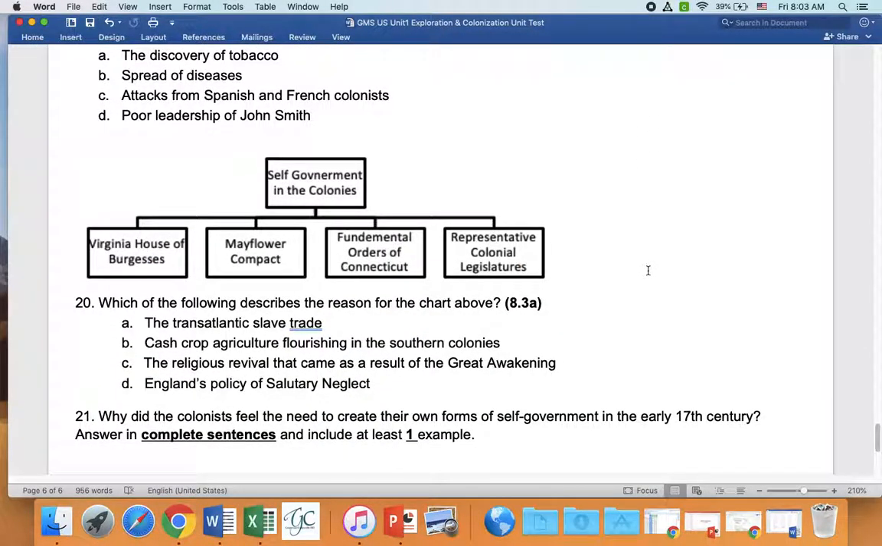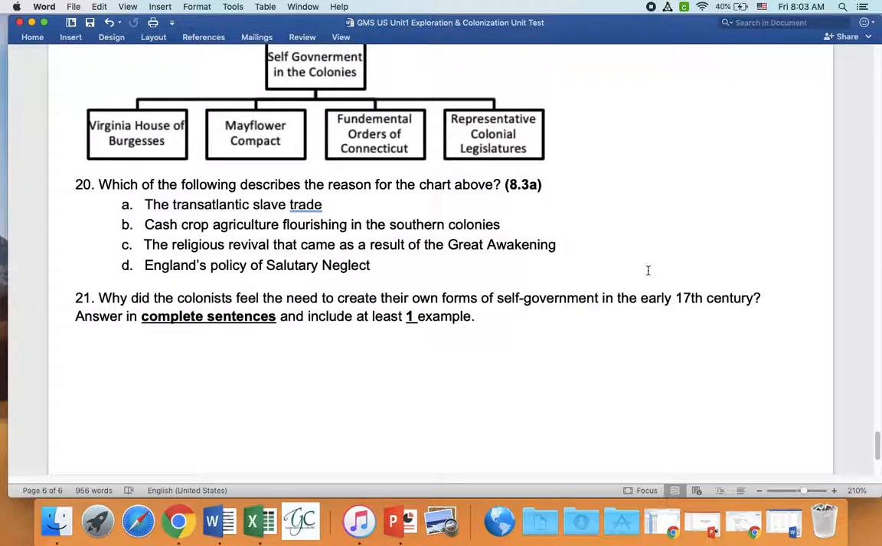Number 20 is the infographic saying self-government in the colonies, which led to Virginia House of Burgesses, Mayflower Compact, Fundamental Orders of Connecticut, and representative colonial legislature. Which of the following describes the reason for the chart above? Is it A, the transatlantic slave trade? B, cash crop agriculture flourishing in the southern colonies? C, the religious revival that came as a result of the Great Awakening? Or D, England's policy of salutary neglect?